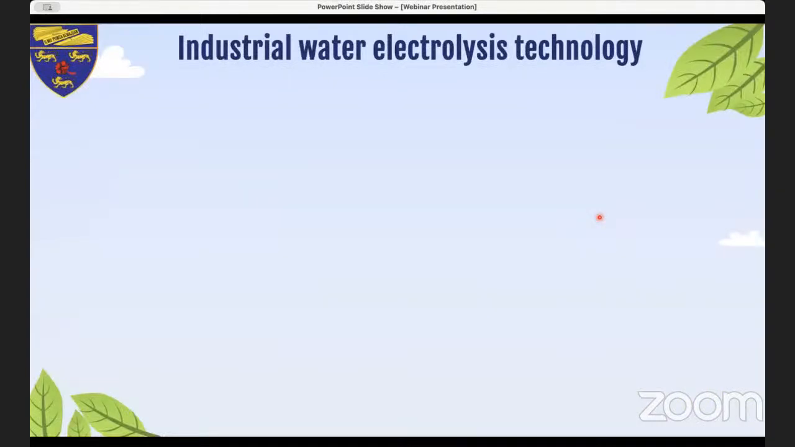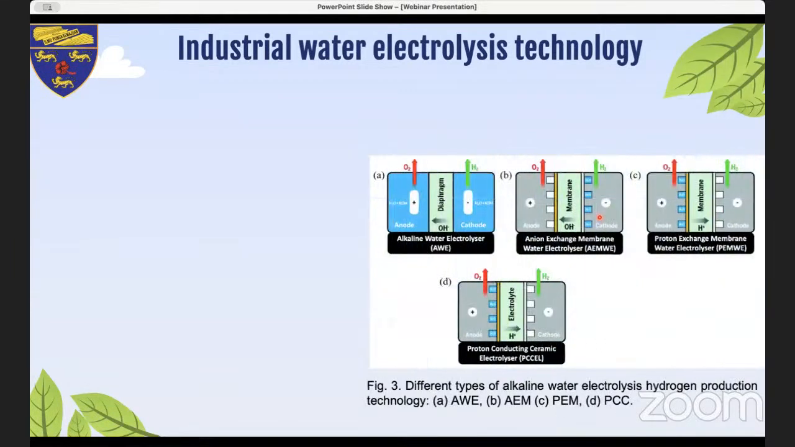Another question is whether water splitting can be applied on an industrial scale, or whether we just use it at lab scale in our laboratory. The answer is affirmative, the answer is positive. Right now, many industrial methods exist for producing green hydrogen. Here, I bring you 4 different methods for production of hydrogen in industry: alkaline water electrolyzer, AWE; anion exchange membrane water electrolyzer, AEMWE; the third one I cannot see, I think the proton exchange membrane electrolyzer; and the fourth one, the proton conducting ceramic electrolyzer.